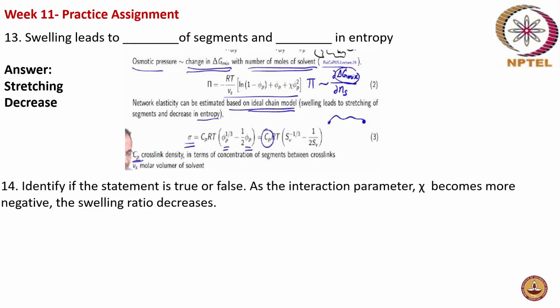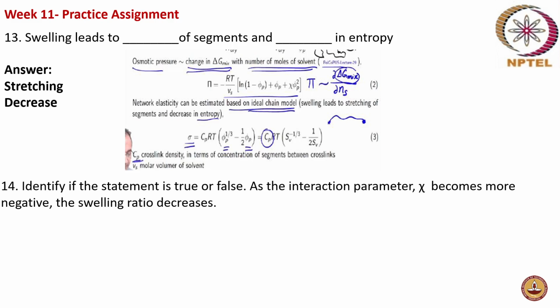question. Identify if the statement is true or false. As the interaction parameter chi becomes more negative, the swelling ratio decreases. Is it true or false? I think it may be very difficult to think in this aspect until you have gone to the Flory-Rehner equation. Interaction parameter becomes more negative. More negative means the swelling ratio.